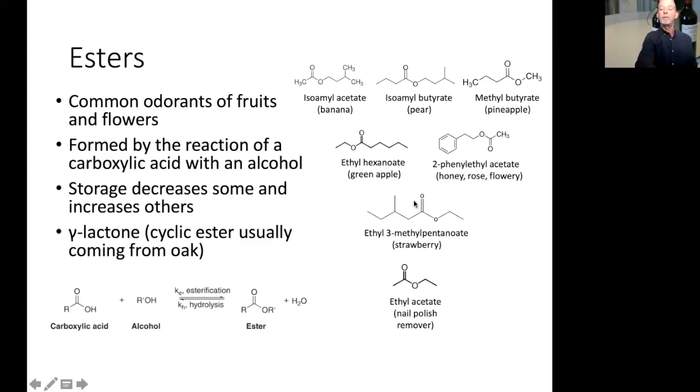Another important ester that we often detect in red wines is ethyl-3-methylpentanoate, or strawberry aroma. So here's a process by which esters are formed. You have a carboxylic acid here combined with an alcohol, and you can get an esterification process going that makes this into an ester. And this ester can be broken down by hydrolysis back into alcohol or carboxylic acid. So these are equilibrium reactions that are going on back and forth all the time in the wine.